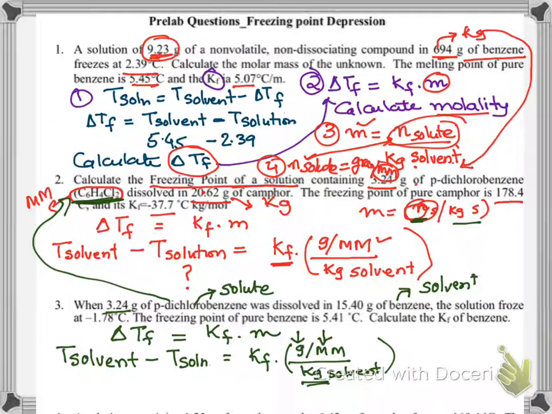The solution froze at negative 1.78. So the solution froze, so this is T solution, negative 1.78. And the freezing point of pure benzene is 5.41. So I know the value of T solvent, T solution, grams, molar mass, kilogram of solvent. I have to find out Kf.